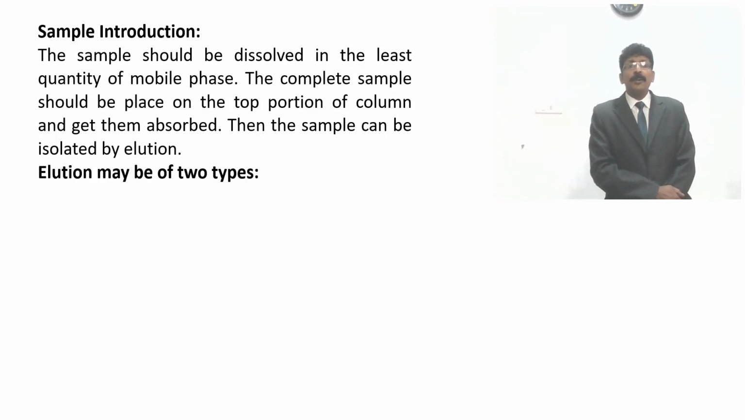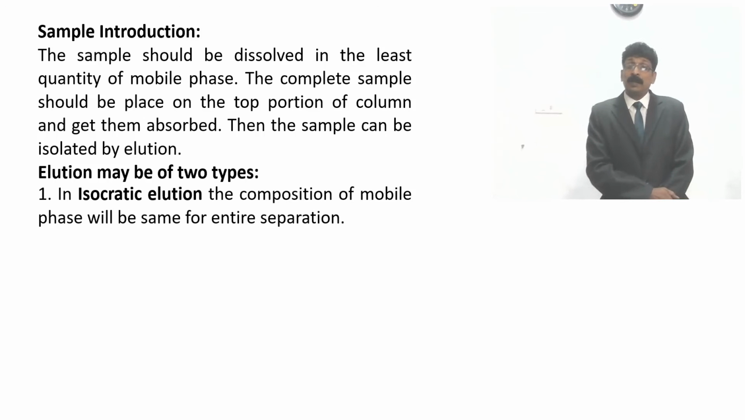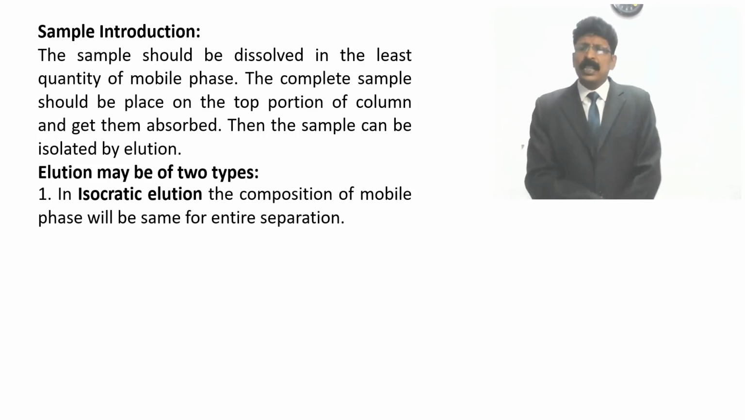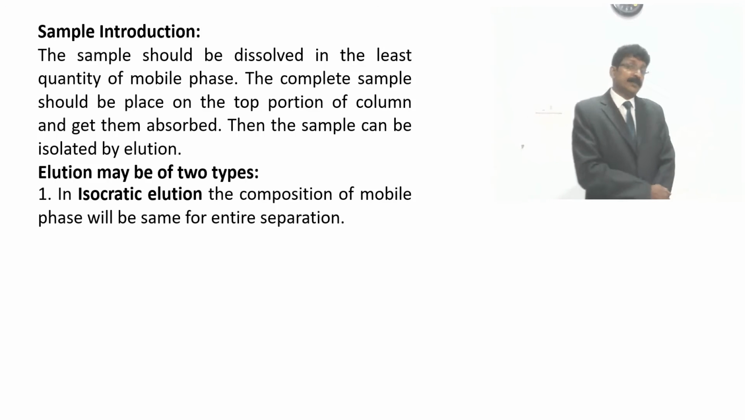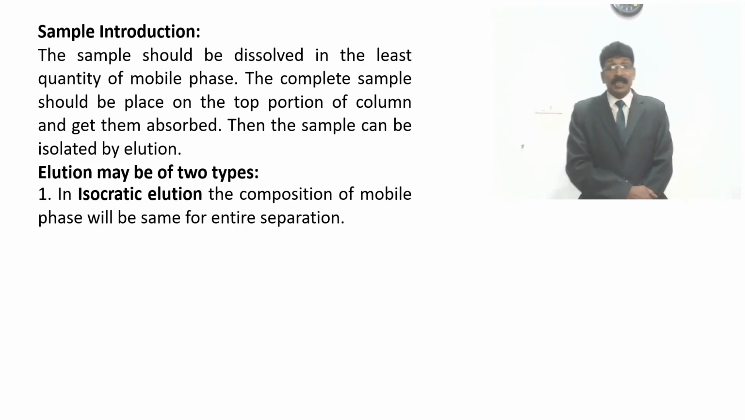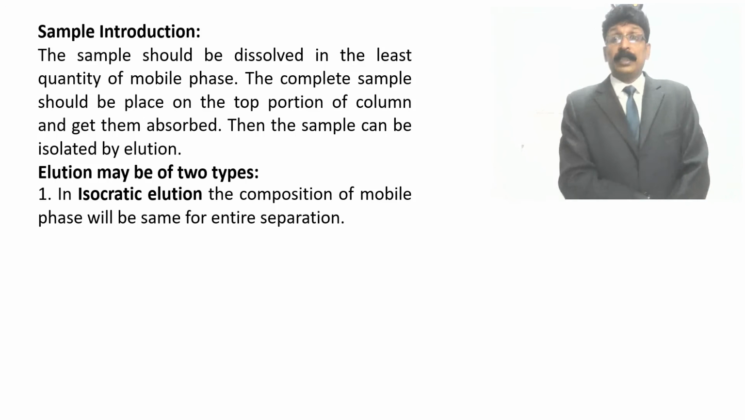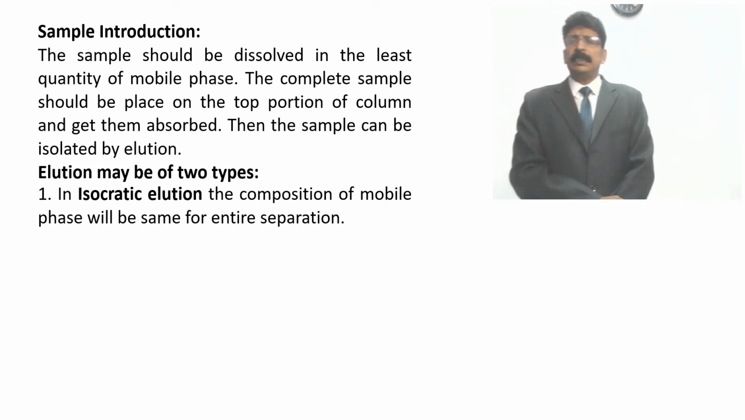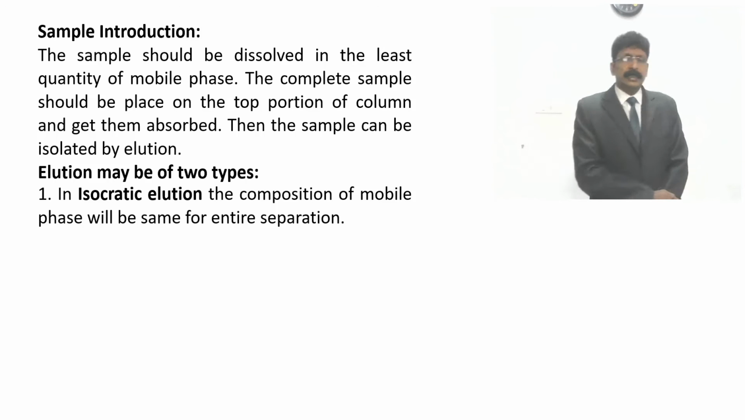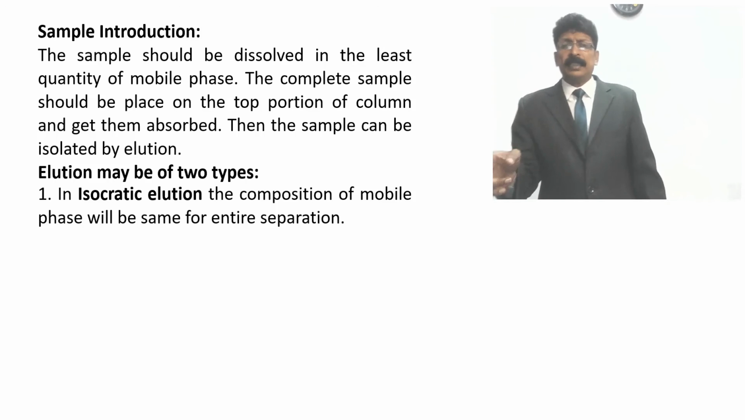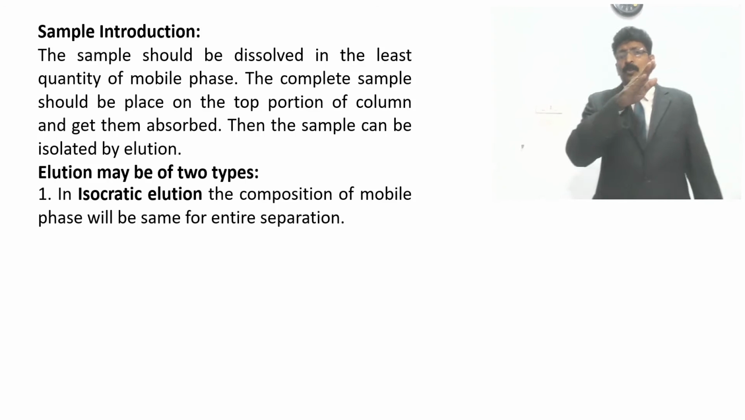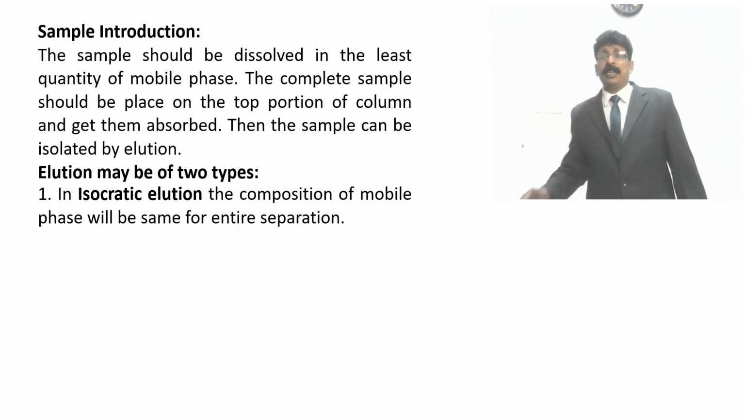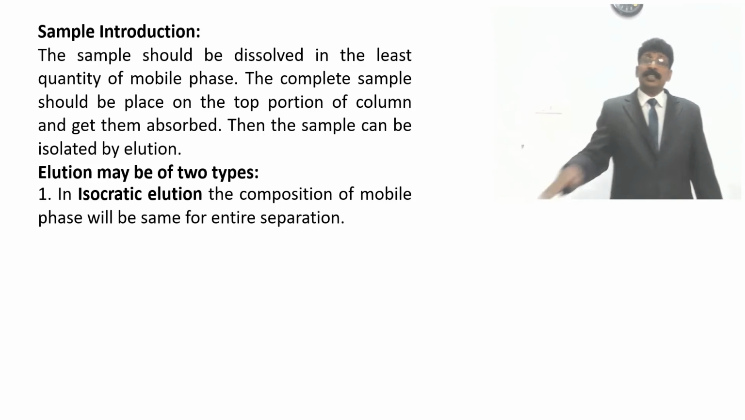And elution may be done by two methods. One is isocratic elution, which means a single solvent system with a single polarity. But gradient means increasing the polarities, for example from 10% to 80%, 90%, and like that with different solvents. You should know the solvent system from the lower polarity to the higher polarity, as we discussed in the class.